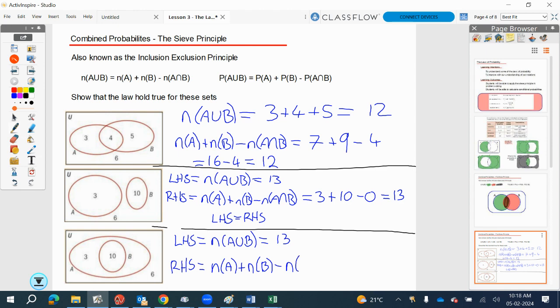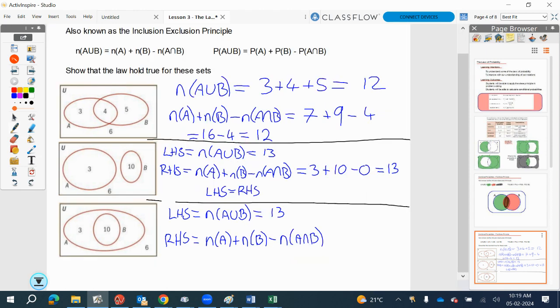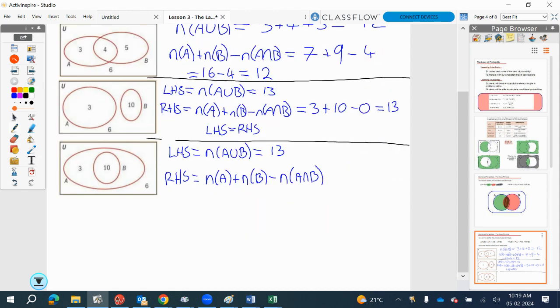Show what it is that you're calculating. 3 plus 10 minus 10. Show what it is that you're calculating like that. How many elements are there in A? Nope. 13. Yeah. A is this space here. That's A. How many elements are in there? 13.